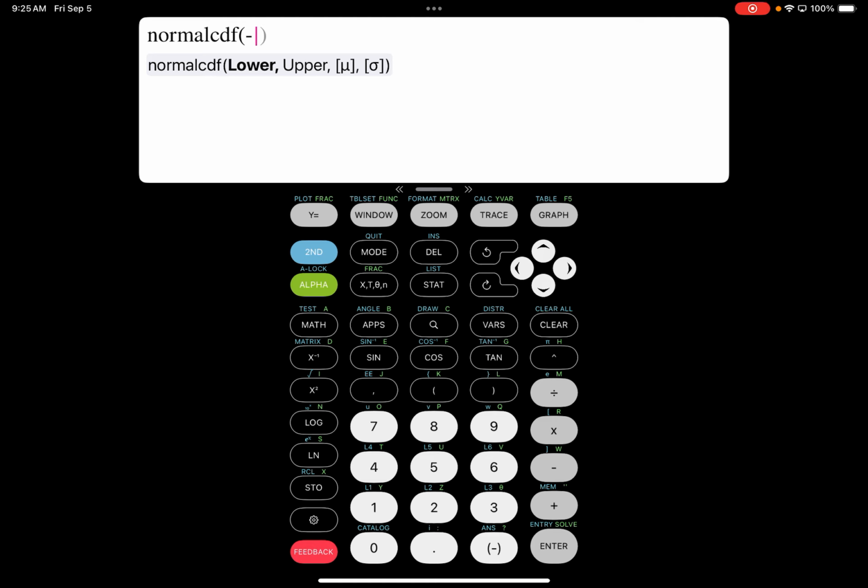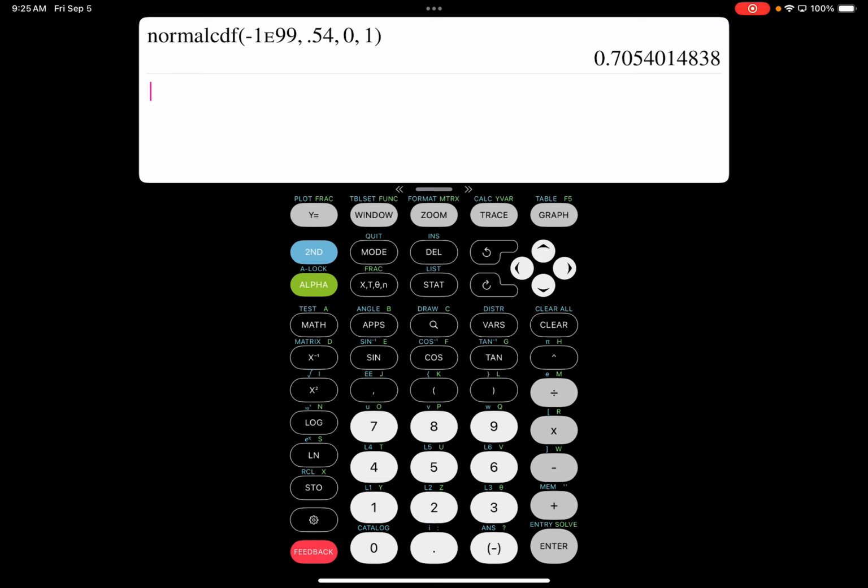So I'm going to do -1. I'm going to have E and 99. So E again is second comma. Comma is above the 7 if you have to type it in yourself. And then it's going to go all the way up to 0.54, mean of 0, standard deviation of 1. And then we're going to hit enter. And you should be getting 0.7054. So again, lower is -1e99, upper is 0.54, mean of 0, standard deviation of 1.